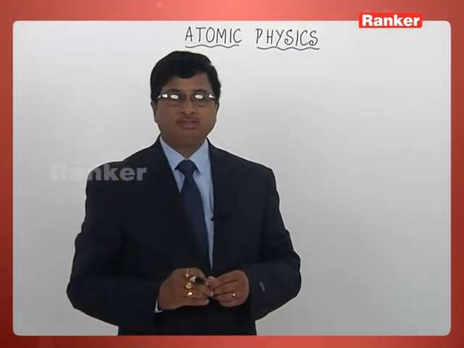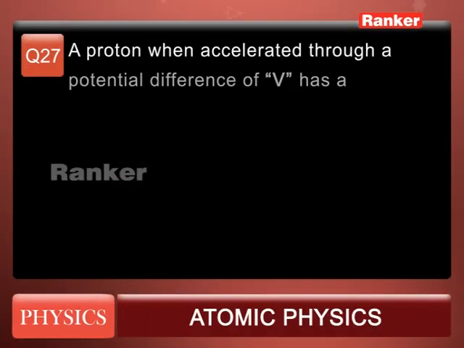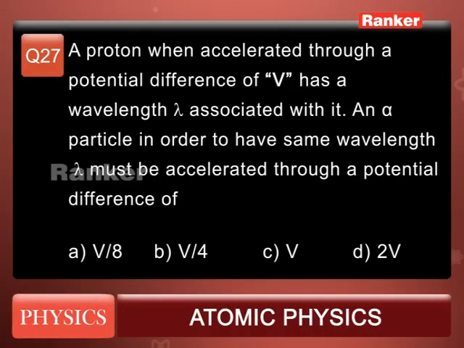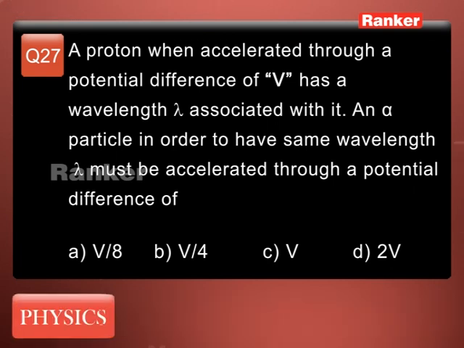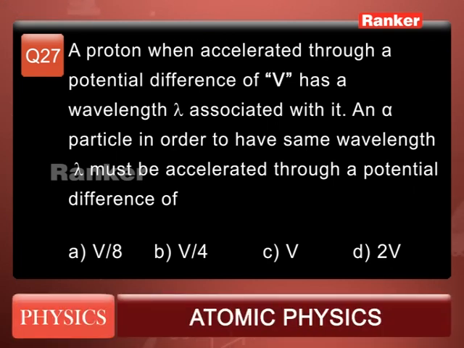Let us work out the next number, that is problem number 27. A proton, when accelerated through a potential difference of v, has a wavelength lambda associated with it. An alpha particle, in order to have the same wavelength lambda, must be accelerated through a potential difference of how much?